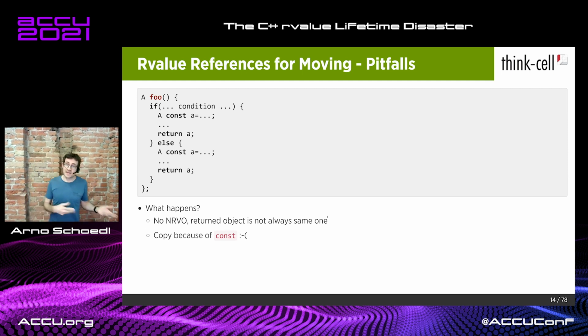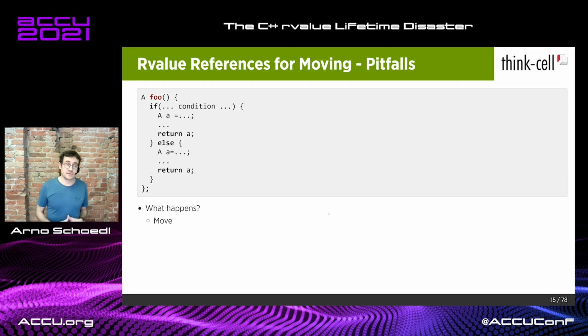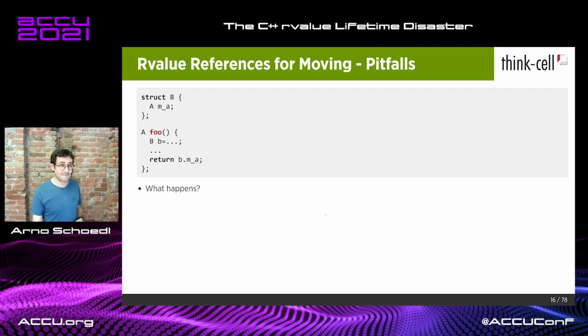And then you are back into const land, and you get a copy, not a move, because a is declared const. So okay, we take away the const again, and then we get a move. Now, let's make things a bit more complicated. Say the a that we want to return is part of a structure. It's a member of a structure B. And we do this. We just create a B, and then we return b.ma, that member a that we want to get out of the function.